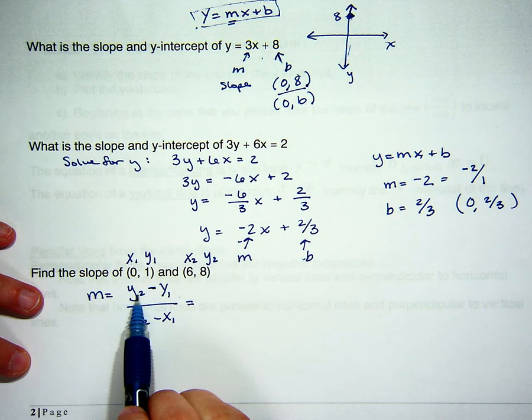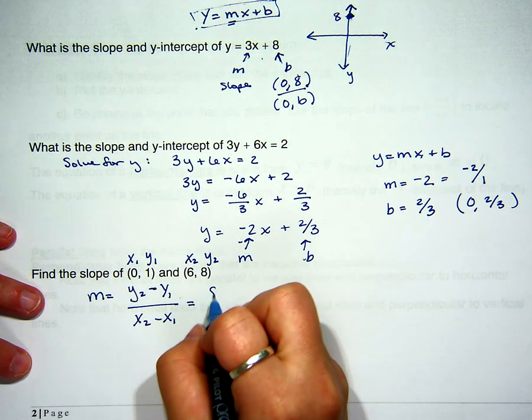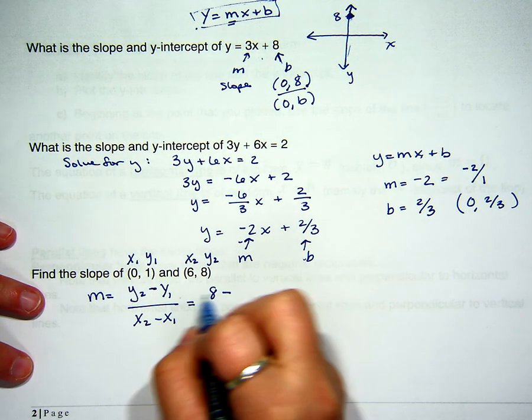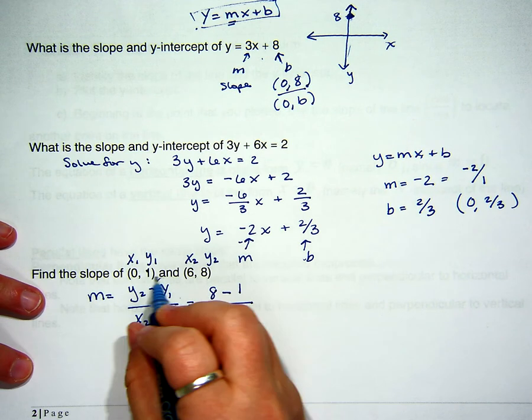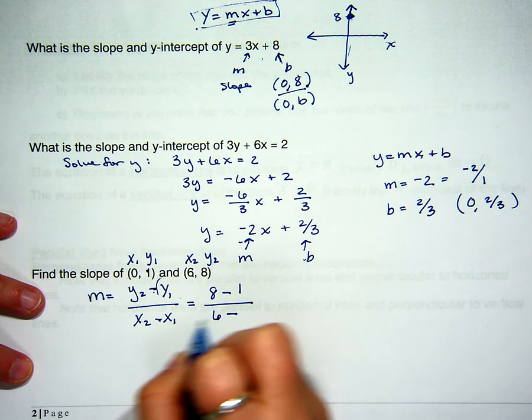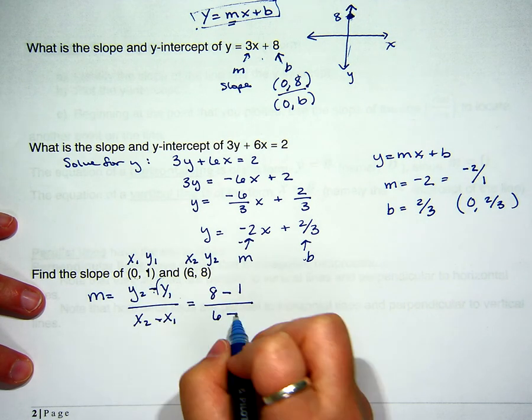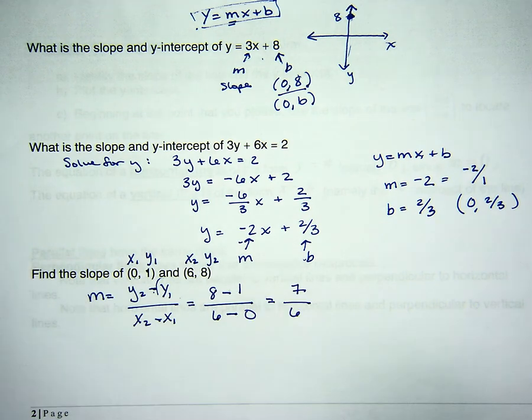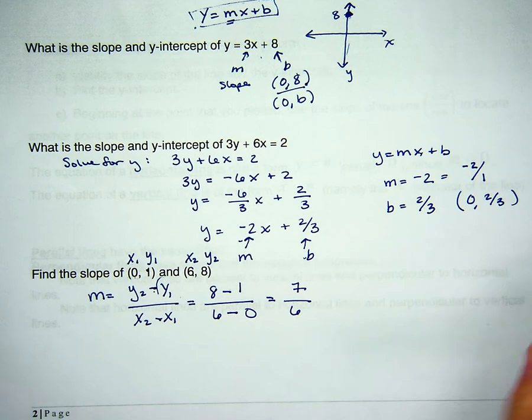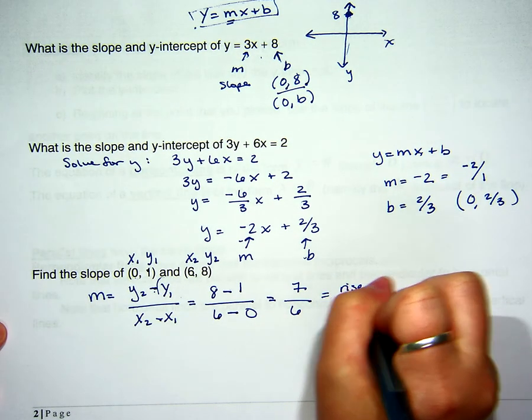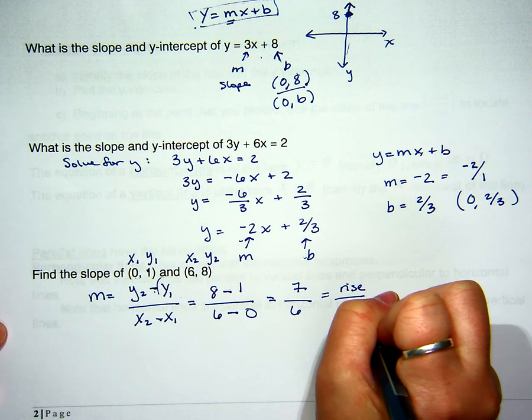Well, what's my y2? Go up and look, and I see that it's 8. Bring your subtraction symbol over. Now go see what y1 is. It's a 1. x2, go up and look. 6. Bring your subtraction over. x1, now go look. 8 minus 1, 6 minus 0. That means my slope must be 7/6. Again, this is the idea of rise over run.